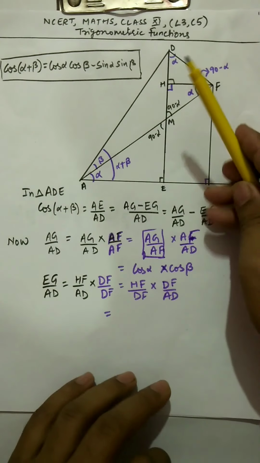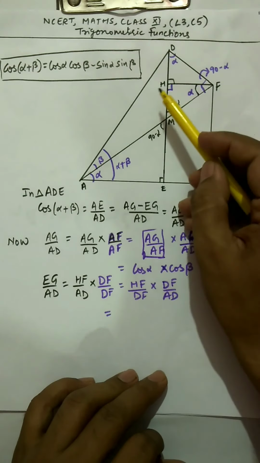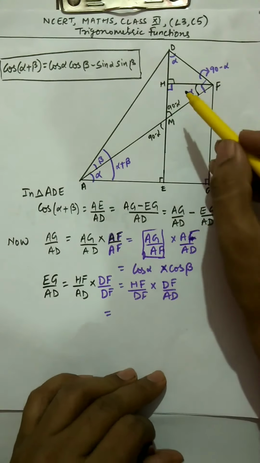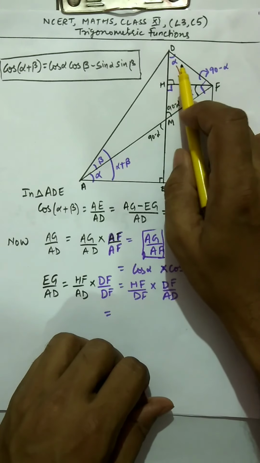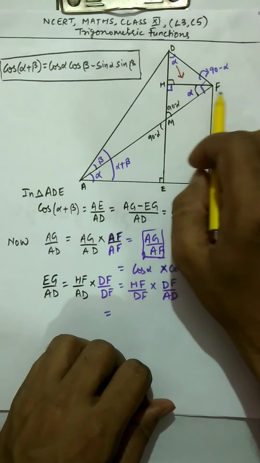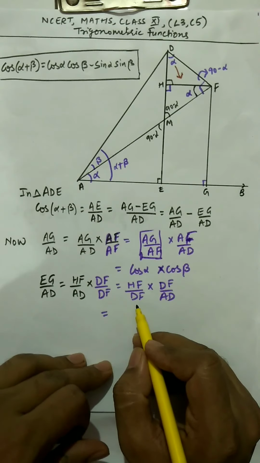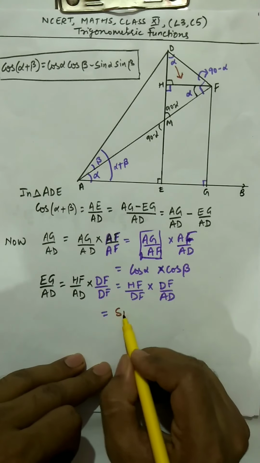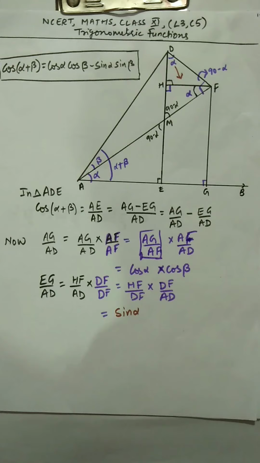Now in this triangle DHF, you see this is 90 degree and we are considering this angle alpha. So you know that opposite to given angle, the side will be your perpendicular. So HF is going to be perpendicular if I consider alpha as the acute angle. So this is going to be your perpendicular and DF is your hypotenuse. So HF upon DF is actually perpendicular upon hypotenuse, that is sine alpha.